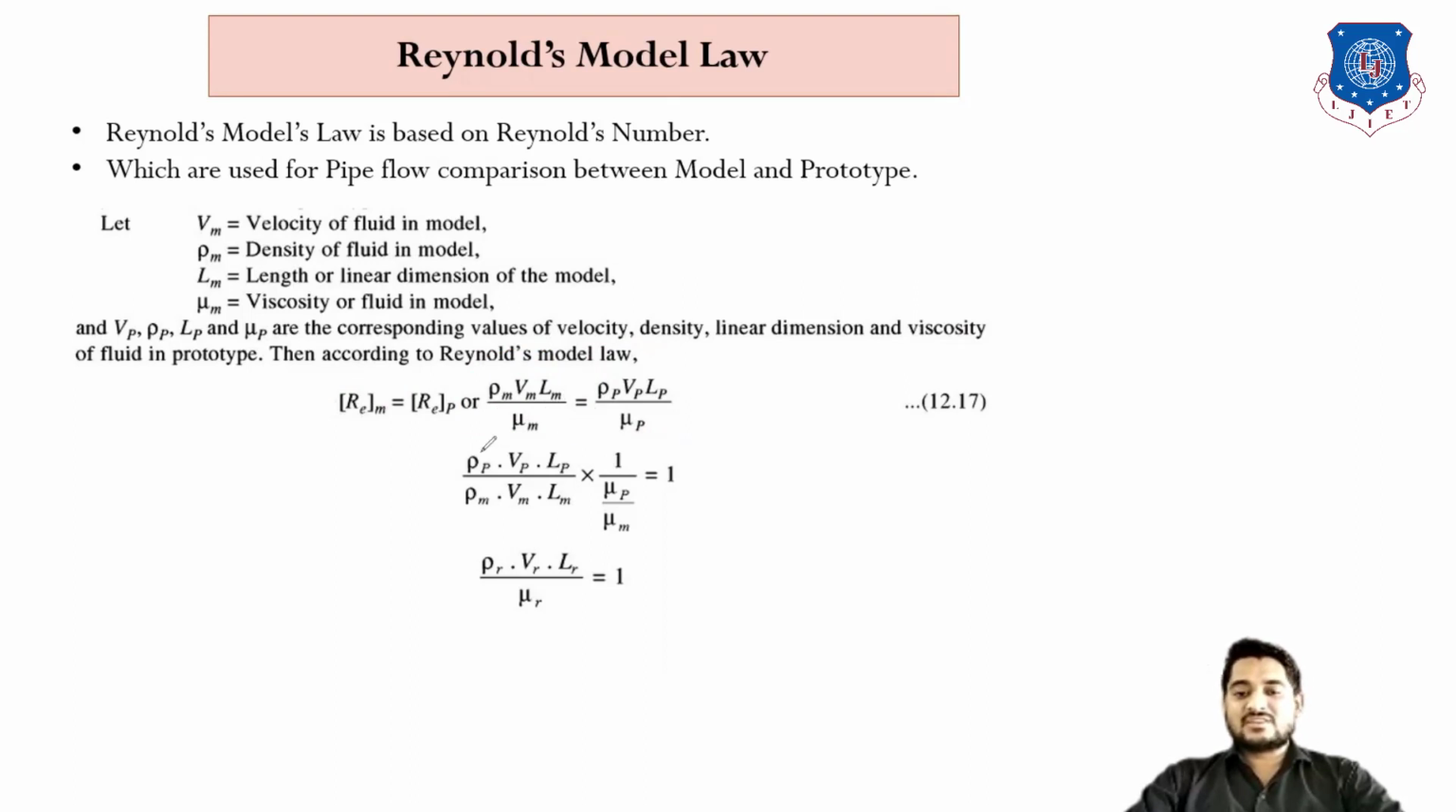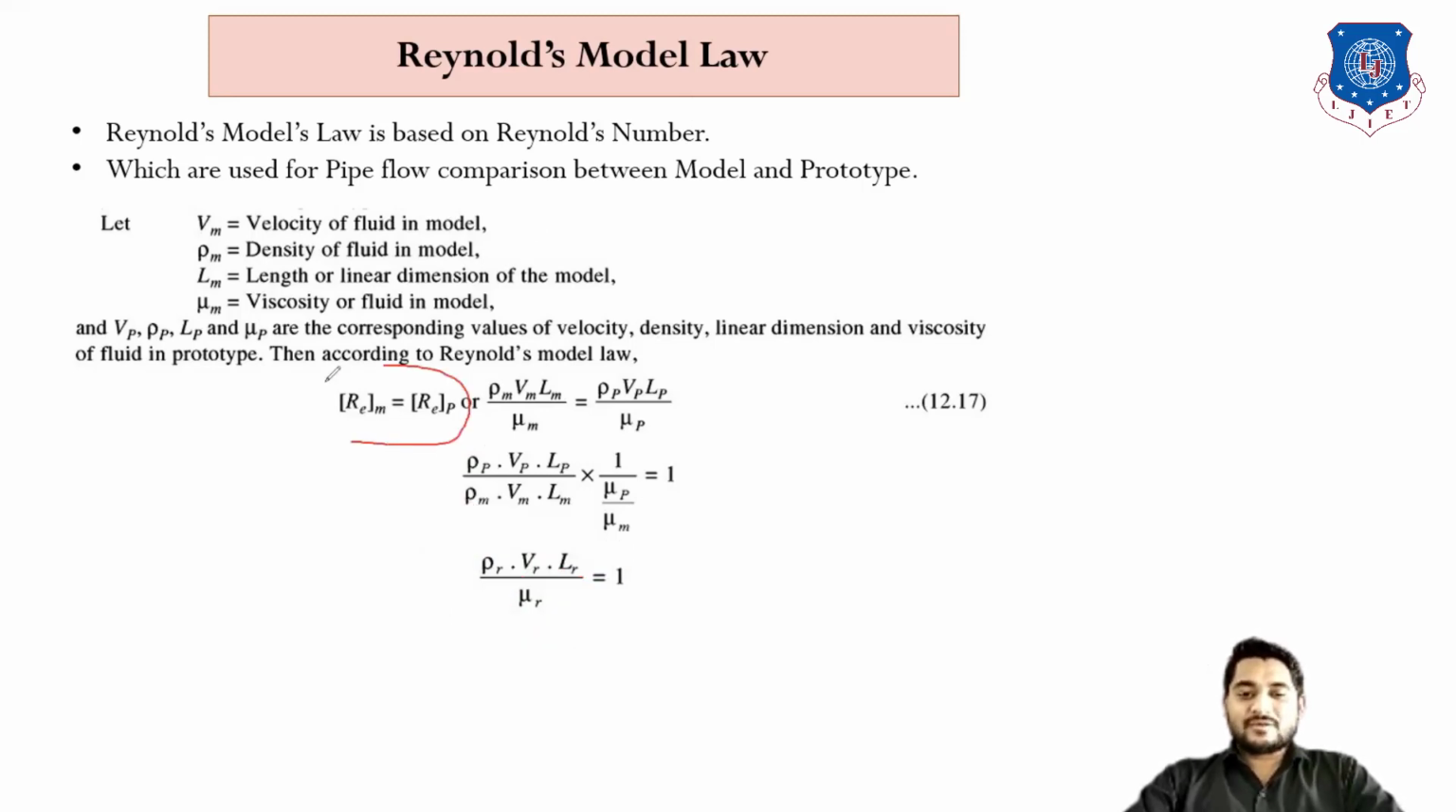If we divide rho of prototype, velocity of prototype and length of prototype, divided by rho of model, velocity of model and length of model, into 1 divided by dynamic viscosity of prototype divided by model, it is equal to 1. So here rho p by rho m, the ratio of densities of prototype and model, is known as density ratio. So it is density ratio, then velocity ratio, length ratio divided by dynamic viscosity ratio is equal to 1. So this is simply the Reynolds model law.